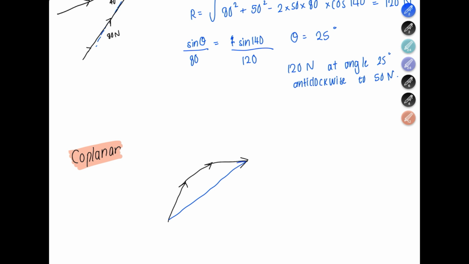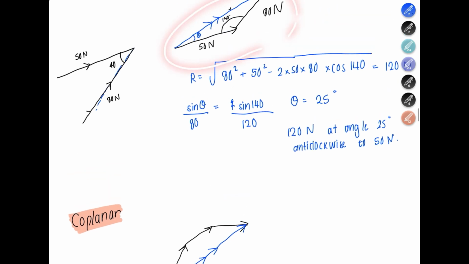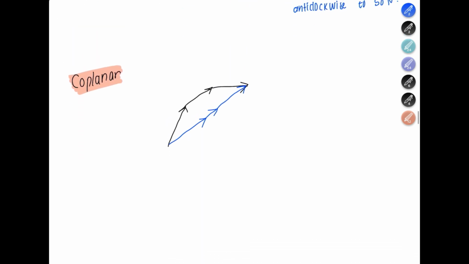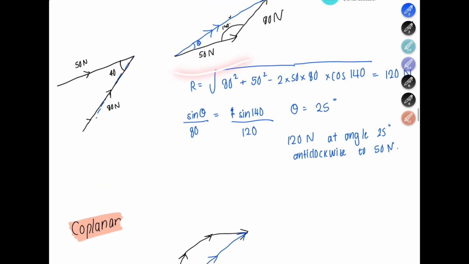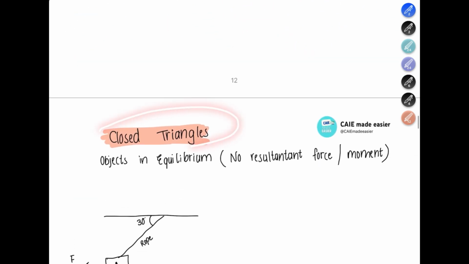That is going to be the resultant force. But now you don't have a vector triangle like how we did here. This is a vector polygon. Okay, now this is a vector triangle, right? Now we'll discuss something else, which is a closed triangle.